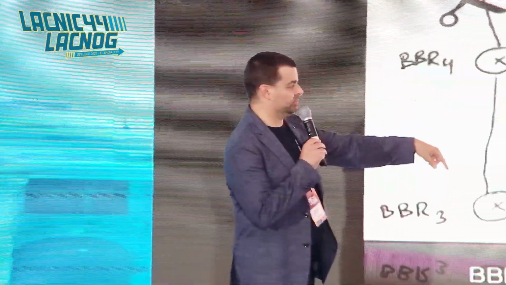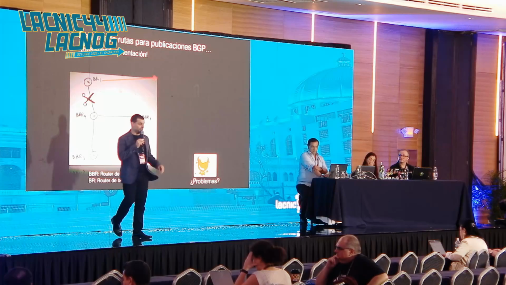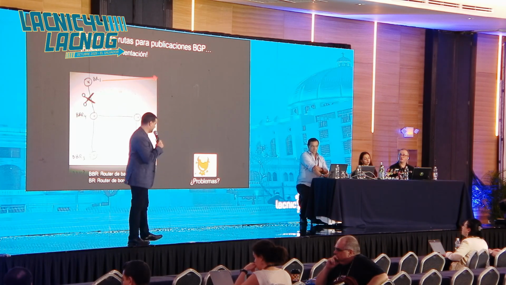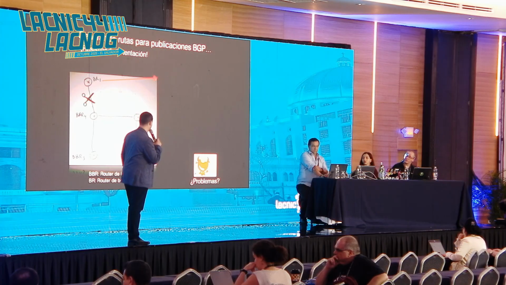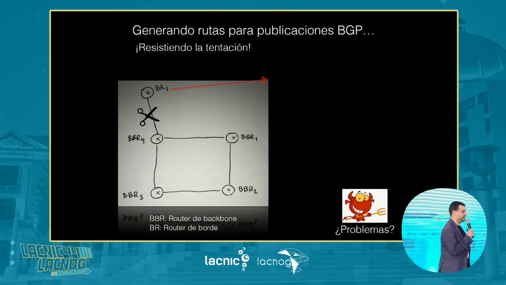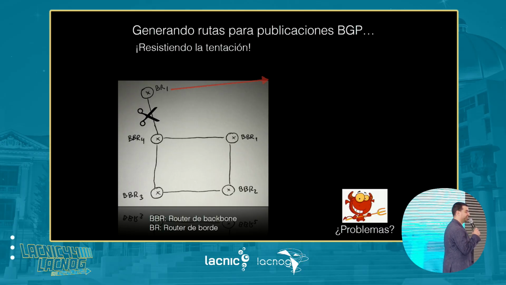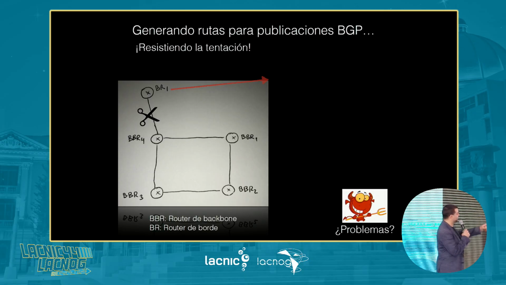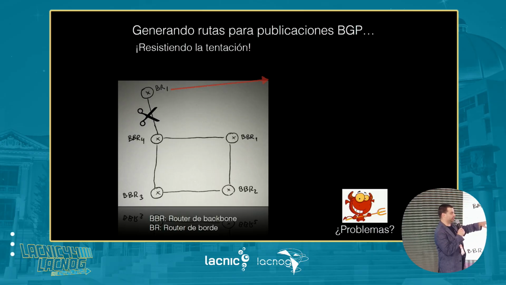So let's talk about how we are generating the publications. This is the scheme of a network. I wanted to save time, so I drew it just by hand. The pair of scissors is okay. It's the only good thing. Yes, because I pasted it. But forget the pair of scissors.